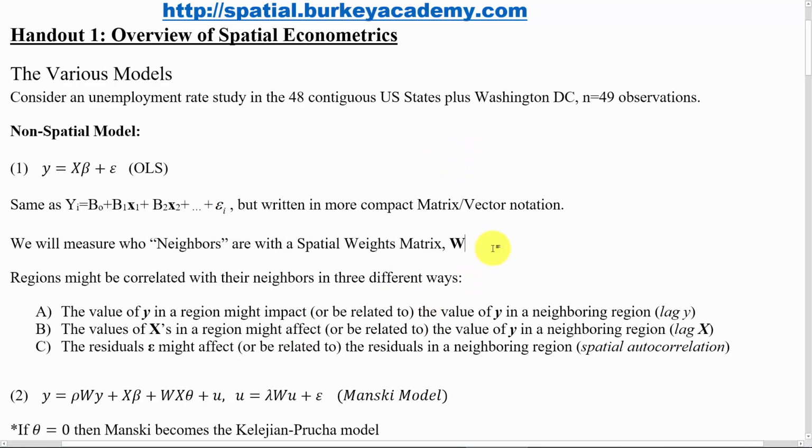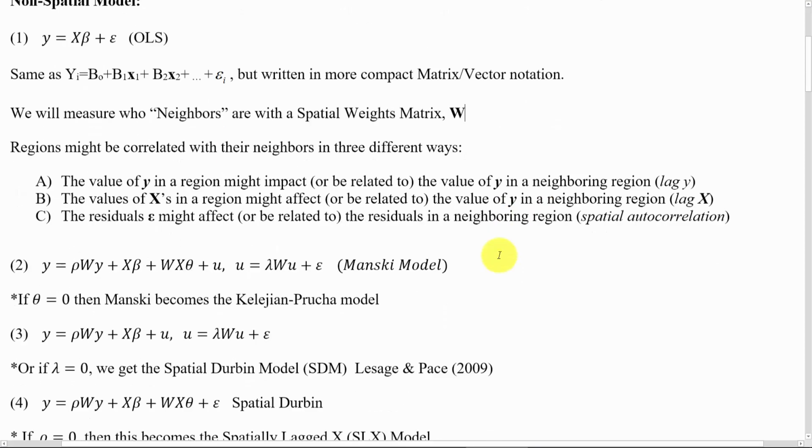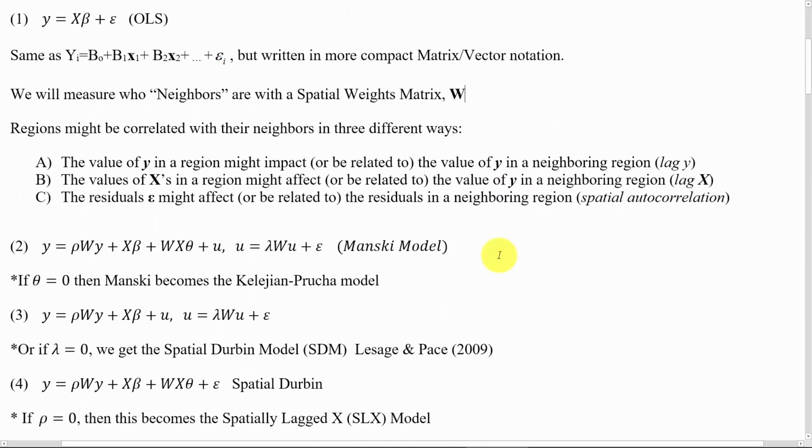And let's just suppose we've decided to use a simple contiguity matrix. If you touch a state, you're its neighbor, if you share a border or a corner. Sometimes we call this a queen sort of neighbor relationship, based on the ways a queen can move on a chessboard. So how might neighbors affect a neighboring region?